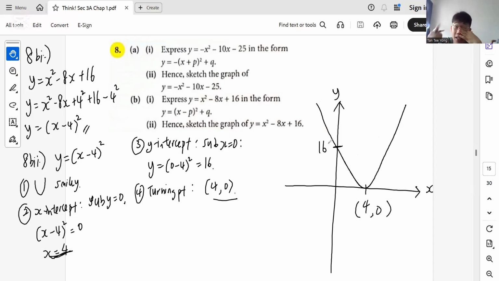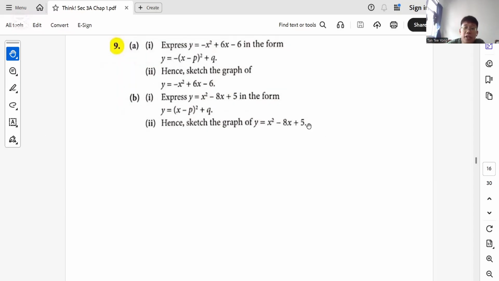Okay, so let's summarize. Number 1, smiley face. Number 2, x-intercept, which is x equals 4 only. So you see, it touches the x-axis at 4. Then y-intercept 16. Okay, 16 is over there. And then the turning point is (4, 0). Then this is y equals x squared minus 8x plus 16. All right, so this is it for question 8b.